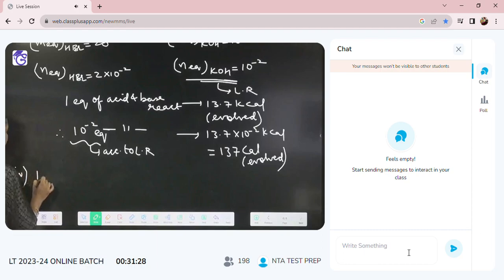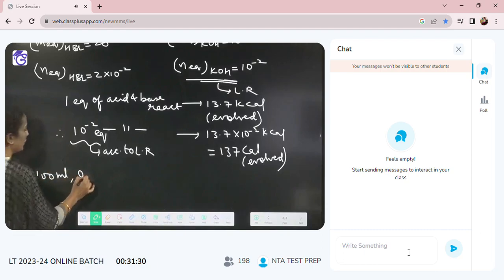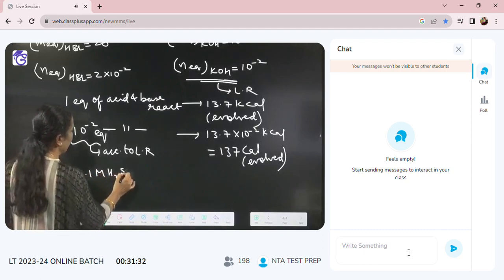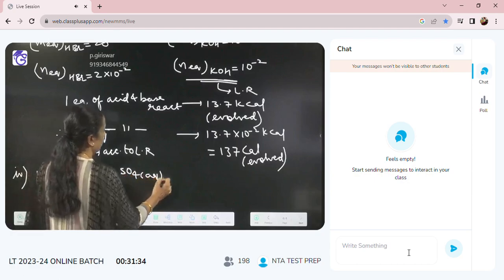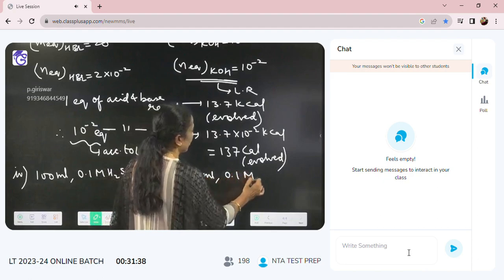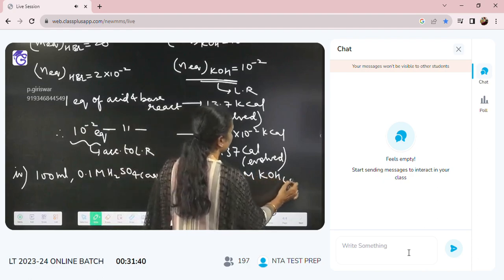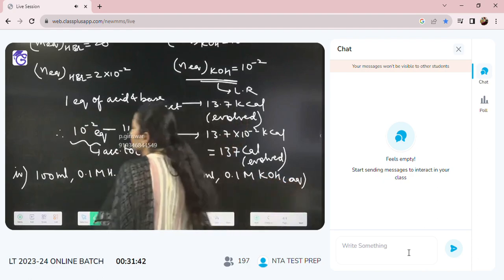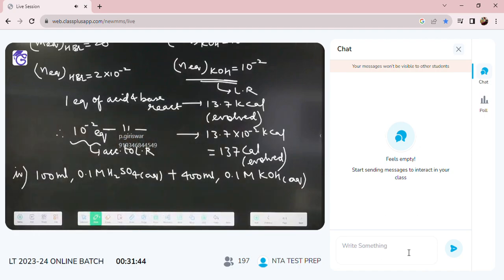Fourth one I am giving you. 100 ml 0.1 molar H2SO4 aqueous, and you are having 400 ml 0.1 molar KOH aqueous solution. Those who have finished, they can solve this out.